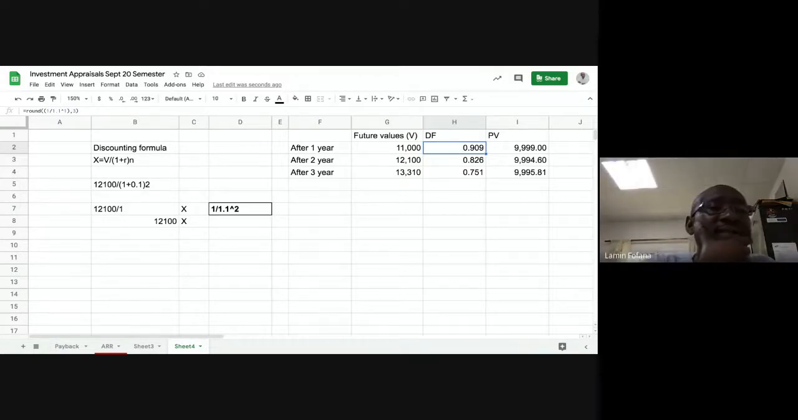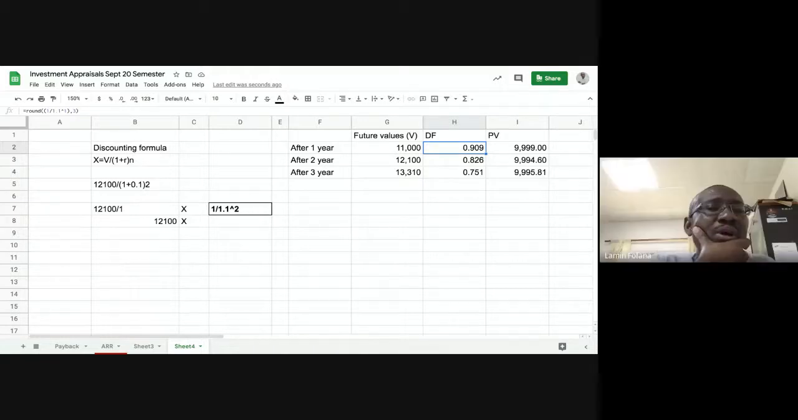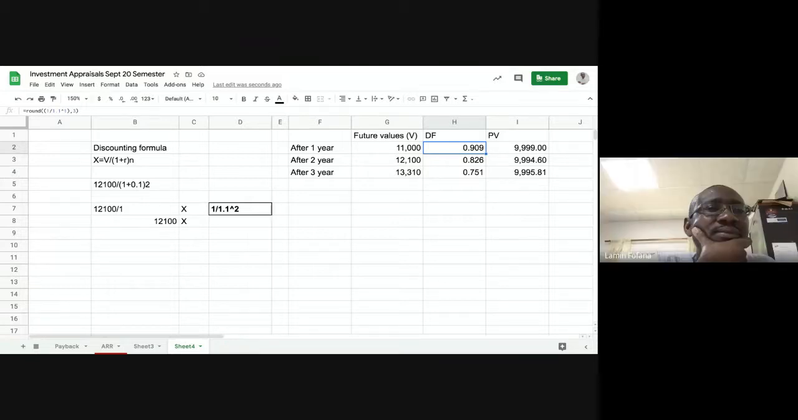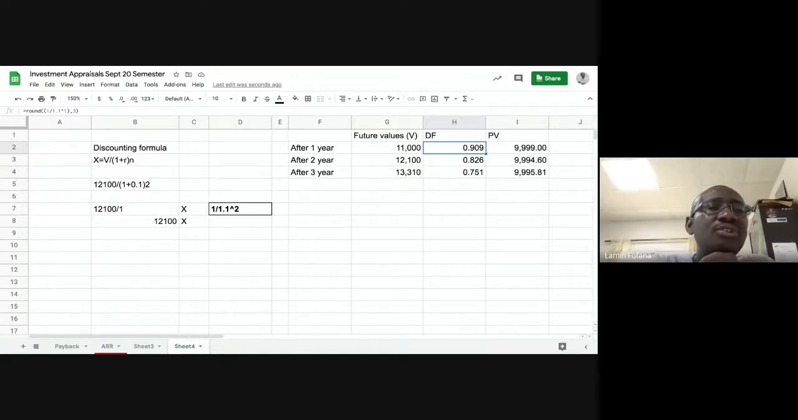Yes, you have to open brackets. Bracket open, then 1 divided by 1.1. Raised to power, you use the key on top of 6. Okay, raised to power 1. You close the bracket, comma. Okay, and then you round up to 3. So you type 3 and then close the bracket. You enter.